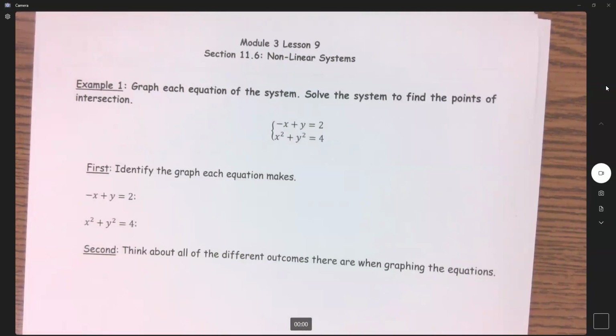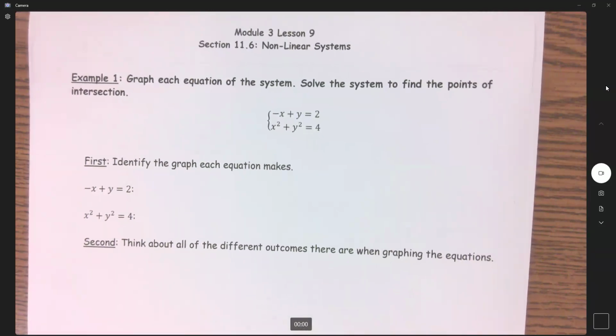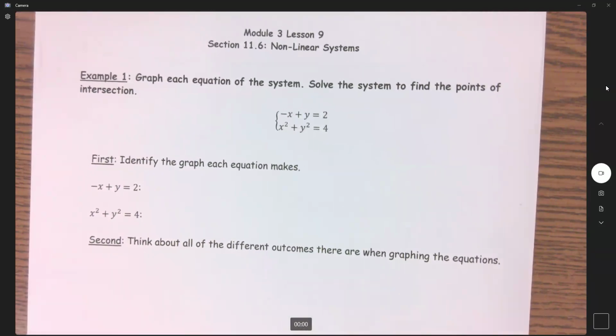So in this first one, example 1 says, graph each equation of a system, solve the system to find the points of intersection. Now, typically we don't really like graphing because it has to be accurate, and it's only helpful if our solutions are whole number solutions. But it is a good visual representation of what's going to happen. So we're going to do one graphing to get a visual, and then we're going to do the rest algebraically, which is substitution and elimination.